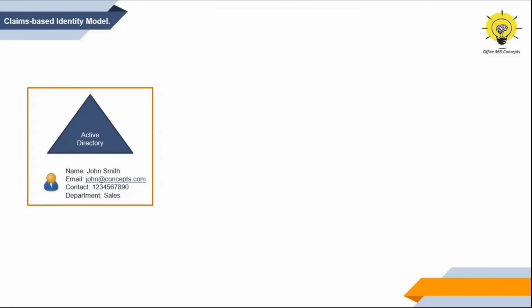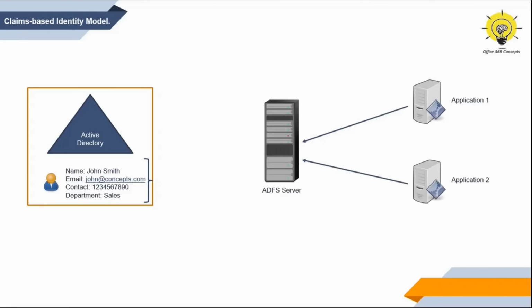Every user in Active Directory has certain attributes. For example, email address, department, user principal name, or contact number. All these attributes are called claims in ADFS. In ADFS, when a user will try to access certain applications, those applications will contact ADFS server. Then ADFS server will contact Active Directory to get the user authenticated. And once the user is authenticated, ADFS will send a token to the applications.